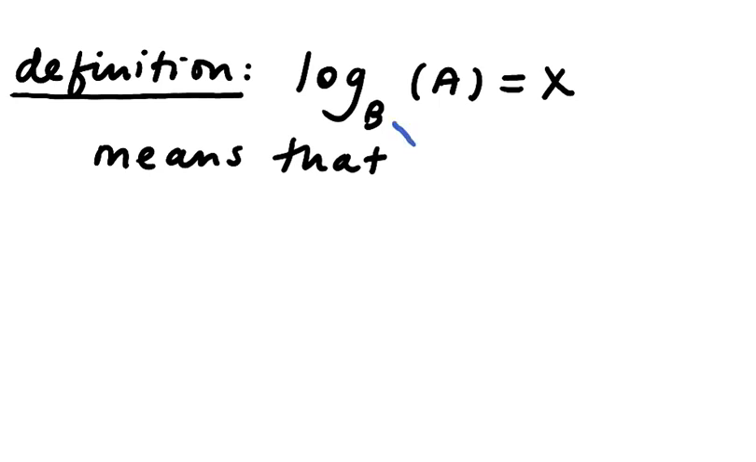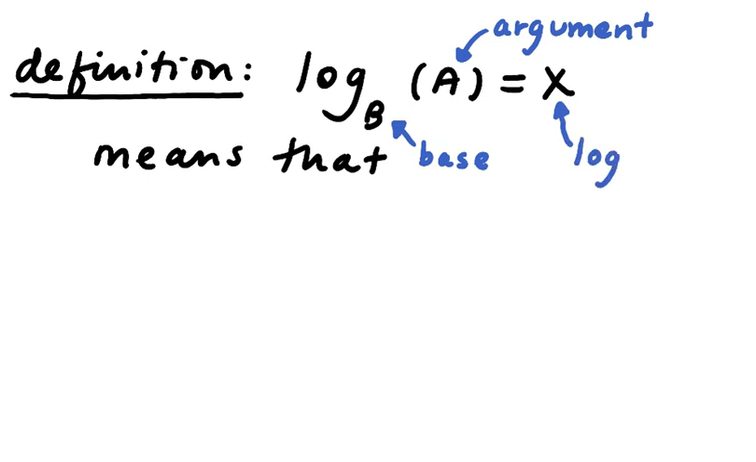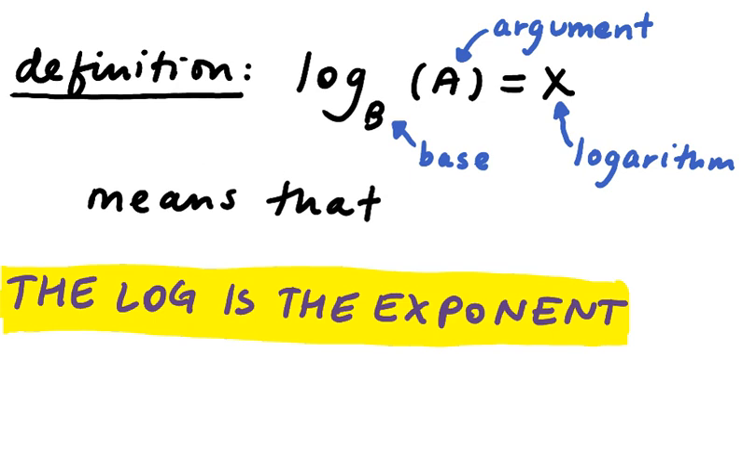B is what you would call the base of the logarithm. This A is what you would call an argument. And if the log equals x, then x is the logarithm. And what I'm telling you right now, and I'll keep saying throughout this lesson and really throughout the unit, is that the log is the exponent. All right, I cannot emphasize that enough. The log is the exponent.